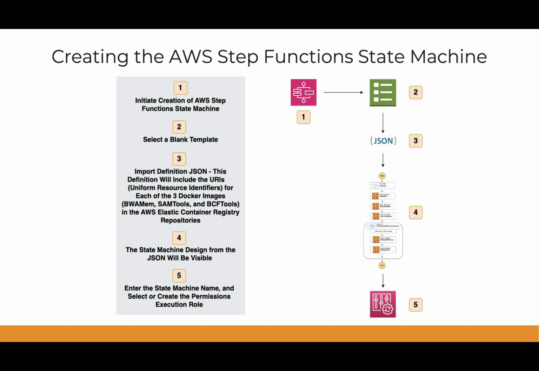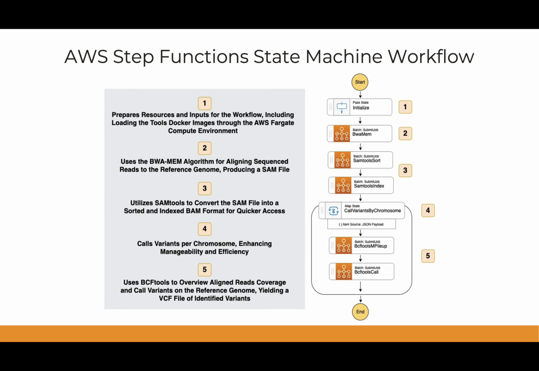We begin our workflow by preparing resources and inputs, leveraging AWS Fargate to load Docker images. We then use the BWAMem algorithm to align sequence reads to our reference genome, creating a SAM file. This file is transformed into a sorted index BAM format using SAMTools, allowing us faster data access. We call variants per chromosome to enhance manageability, then utilize BCFTools to review aligned reads coverage and call variants on the reference genome, resulting in a VCF file of identified variants.